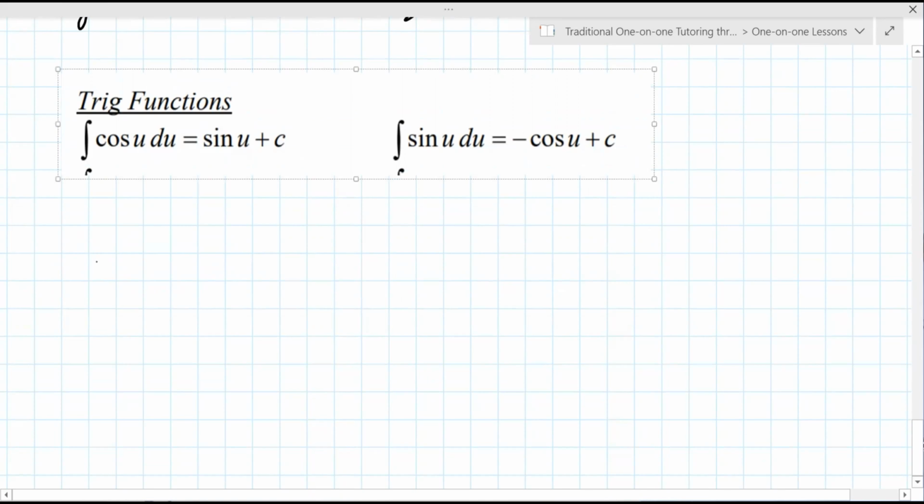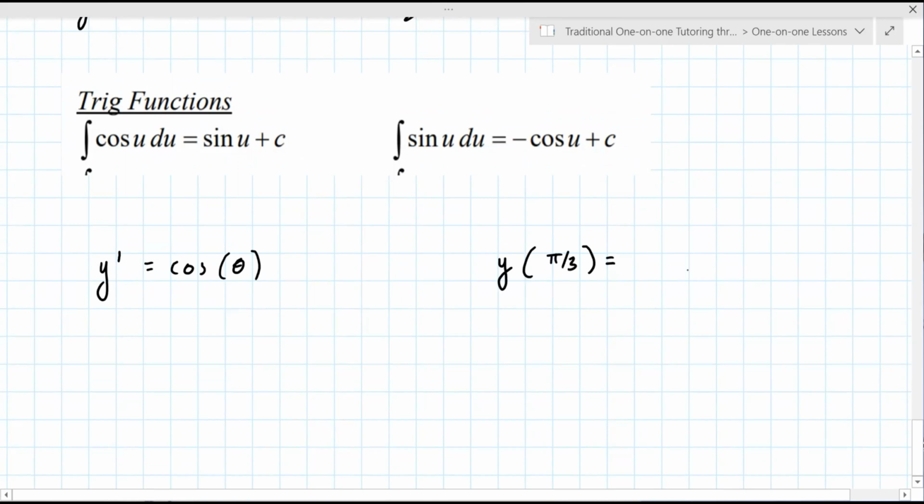And that's usually something that, so I'll leave this up, but the problem will look like this. Say y prime equals cosine theta, and then we would say that y of pi over 3 equals 1. That's your initial condition for this. So on the left here, you would write the antiderivative of this, which is sine, but it's theta this time, plus c.